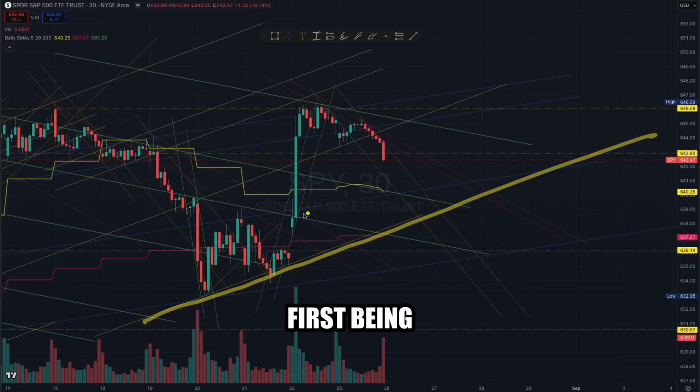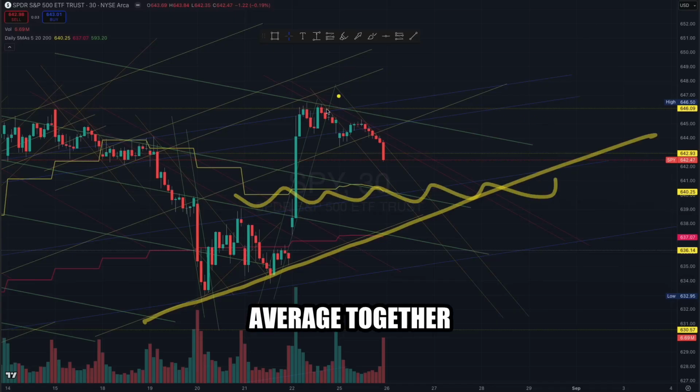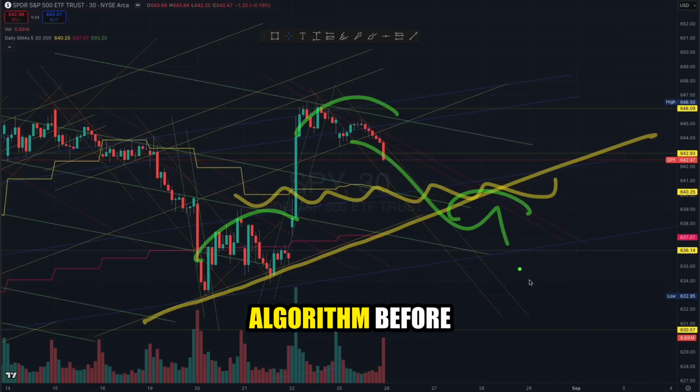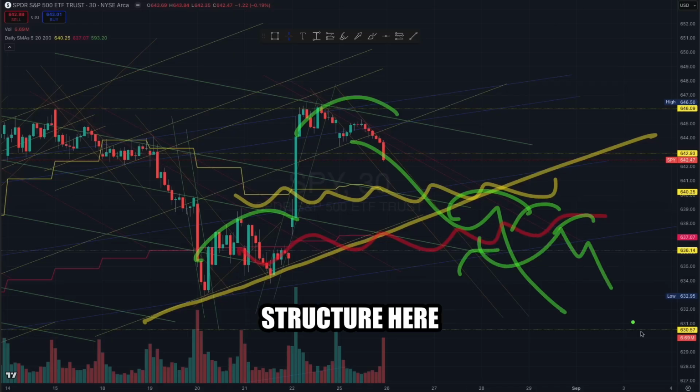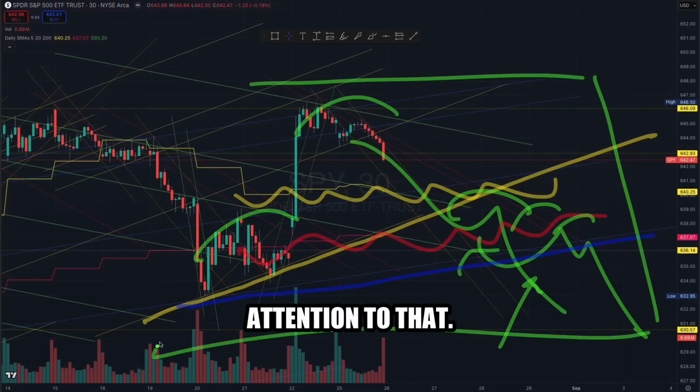The first being where the 5-day moving average together with that yellow algorithm before we start heading down, the 20-day moving average creating another structure here together with the blue algorithm here, just in time perhaps for end of month. So pay close attention to that.